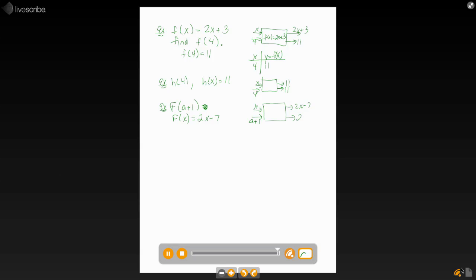Well, 2 times whatever you plugged in, right? 2 times a plus 1, minus 7. Is that okay? I replace x with whatever it is, a plus 1 in this case. And what do you get? 2a plus 2 minus 7, or just 2a minus 5. So f of a plus 1 equals what? Okay.